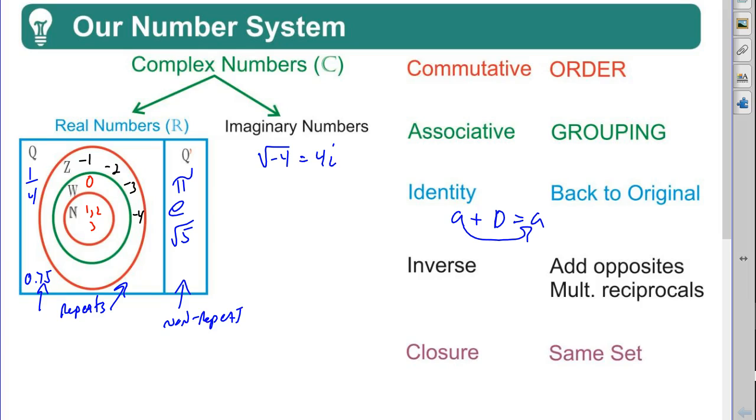But here's an example that doesn't work. Is subtraction closed for natural numbers? Can you take any natural number and subtract from it any other natural number and get a natural number? The answer is no. Subtraction's not closed. All right, our number system and the properties.